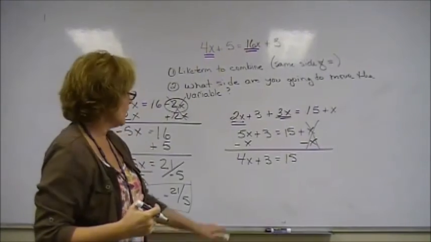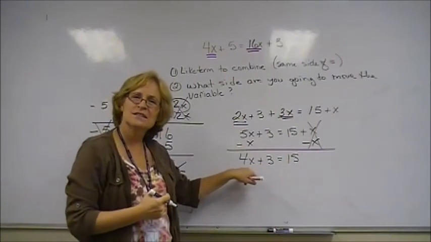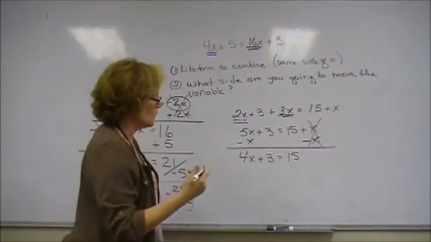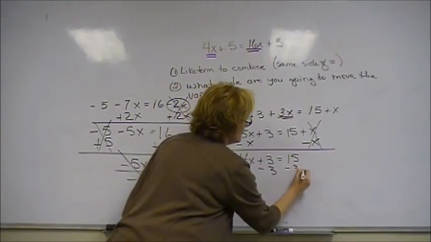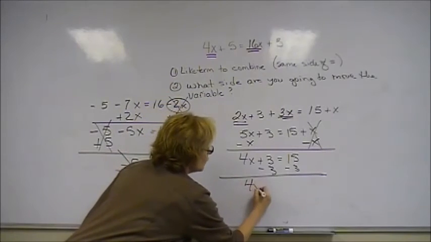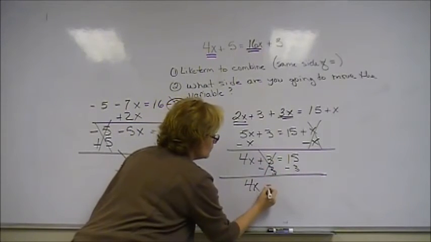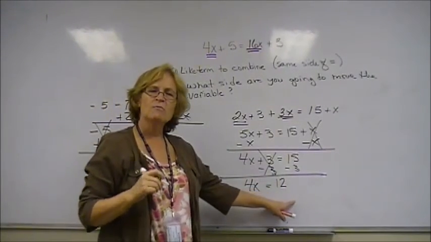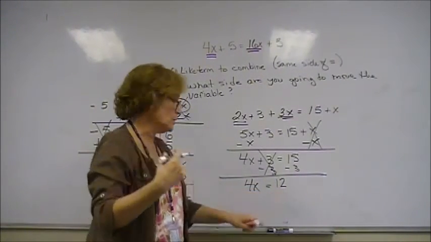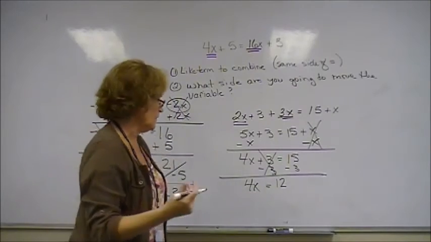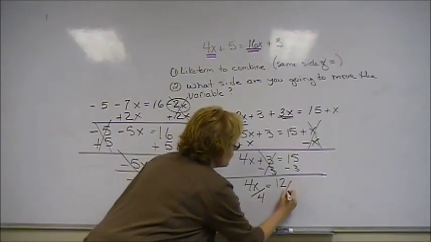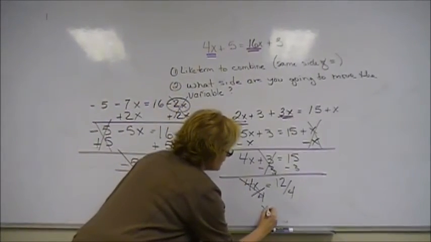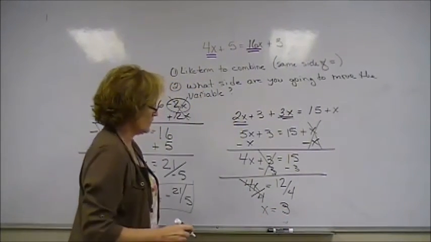Now what am I going to do? I got to get rid of that constant because it can't be on the same side as my variable. So again, I'm going to use the additive inverse, and I'm going to subtract 3 from both sides. That leaves me 4x, those are canceled out, equals 12. And if 4x equals 12, my question is, how much does x equal? So now I use the multiplicative inverse, and I multiply through by 1/4, which is division by 4. And that gives me x is equal to 3.